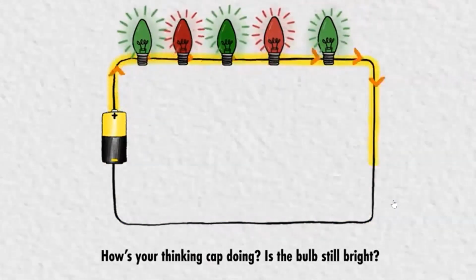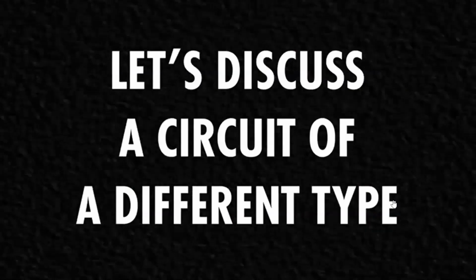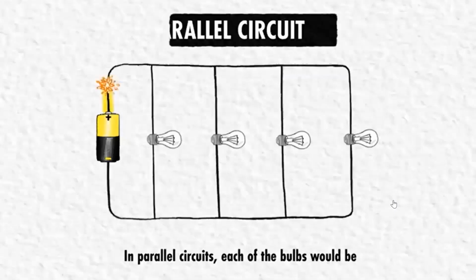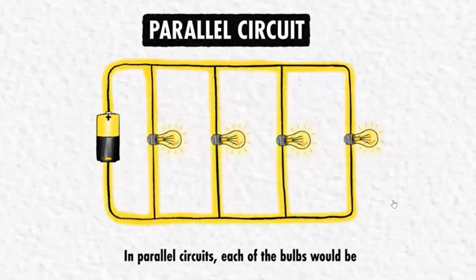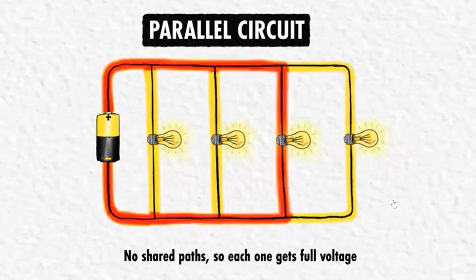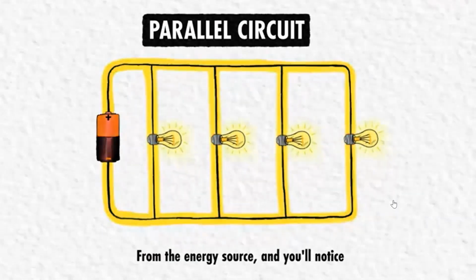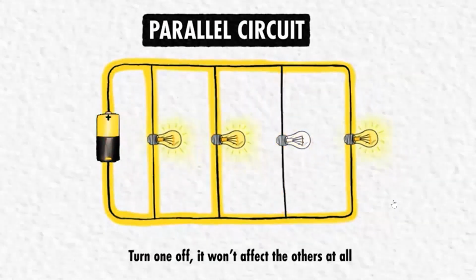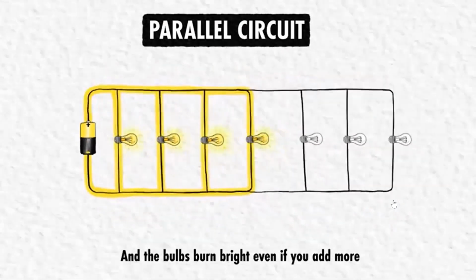How's your thinking cap doing? Is the bulb still bright? Well, let's discuss a circuit of a different type. In parallel circuits, each of the bulbs would be set up in paths, independent and complete. No shared paths, so each one gets full voltage from the energy source. And you'll notice turn one off, it won't affect the others at all. And the bulbs burn bright even if you add more.